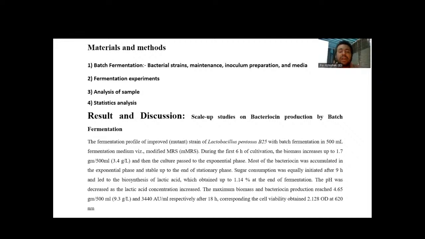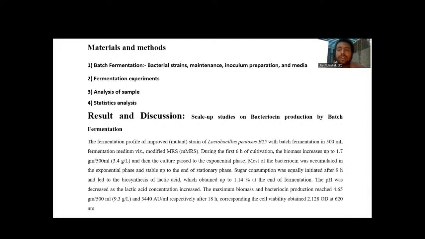Scale-up studies on bacteriocin production by batch fermentation: the fermentation profile of the mutant strain of Lactobacillus pentosus B25 with batch fermentation is in 500 ml fermentation medium, via MRS medium. Okay, the medium used is MRS. During the first 6 hours of cultivation, the mass increased up to 1.7 gram per 500 ml. And if you compare it by liters, then it is 3.4 gram per liter.